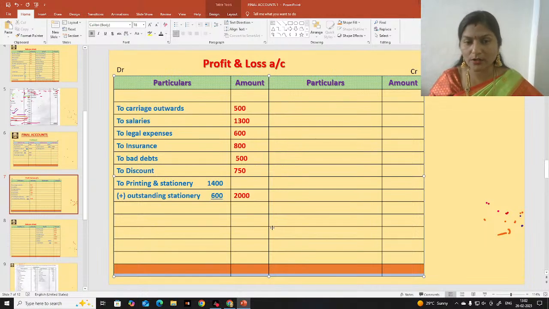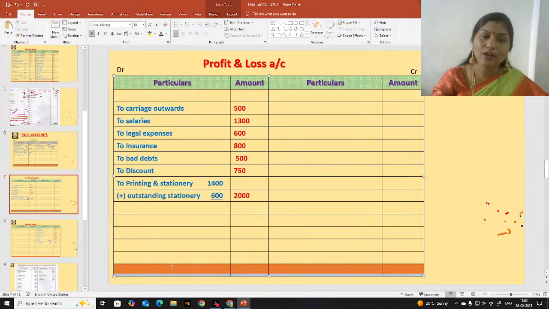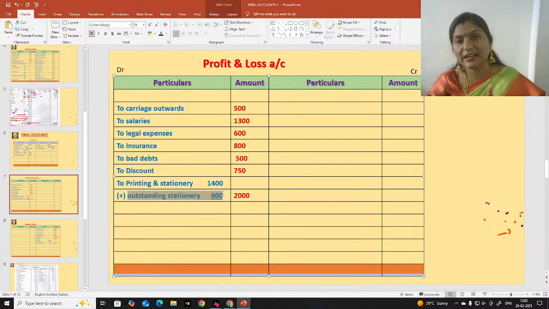Okay, so in this way we record it, but whenever any adjustment is given, it should be recorded 2 times. Outstanding stationery is an adjustment. One time we added here, second time we should show in the balance sheet. Outstandings always should be shown on liability side. Let us go and record this outstanding stationery 600 rupees. This is adjustment. It is given in adjustment. So always adjustment should be shown how many times? 2 times.